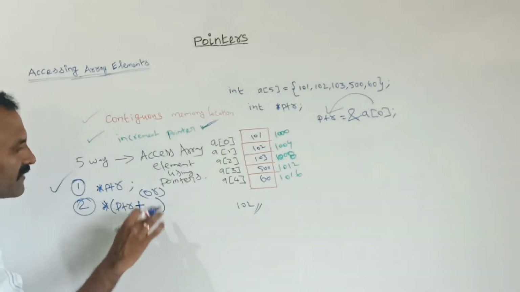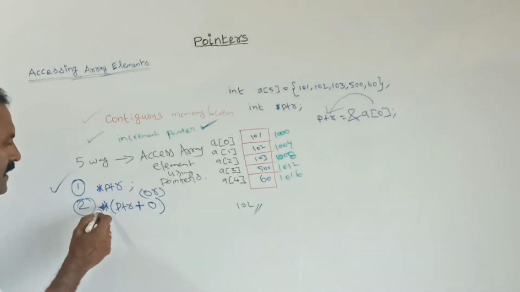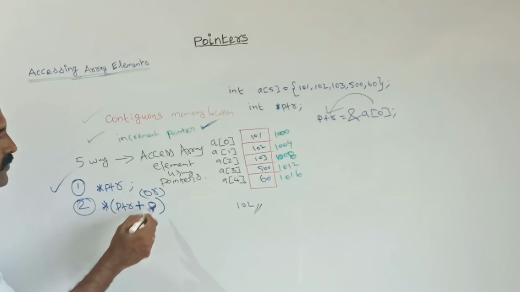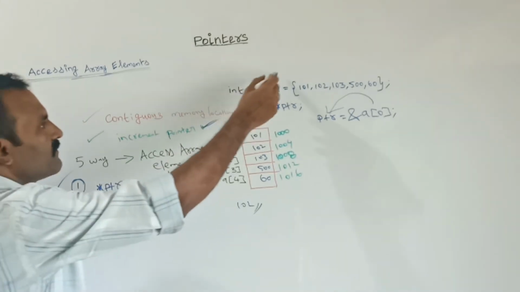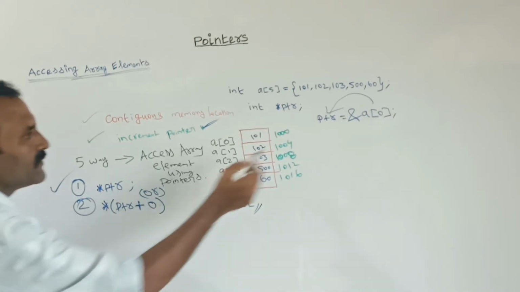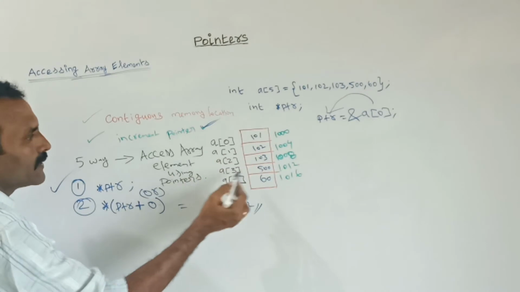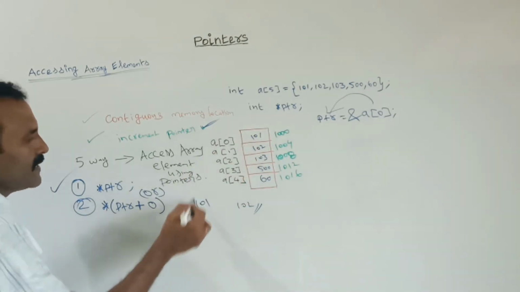Suppose I want to print the current value, then I can give 0 here, that is, the value at pointer plus 0. Here 0 into the default size 4 is 0. So the ptr value is now 1000, and 1000 plus 0 is 1000. So it will print the current value. This current element is 101.